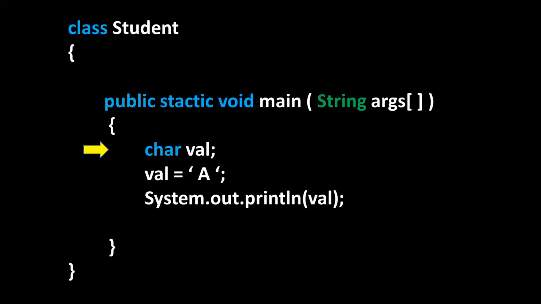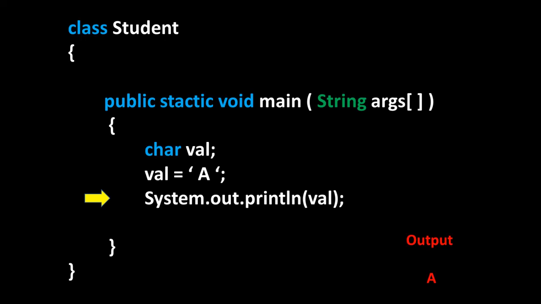Now let's see. Here you can see public static void main, that is my main method, and then I have a char value, and then value equals a, that is a single character, and then I just print my value. That means I'm just printing, and I get the output as a. Right, now here I'm getting the output as a.